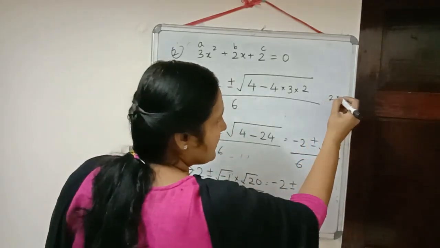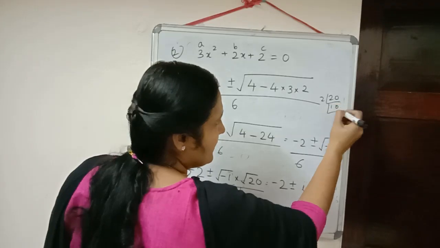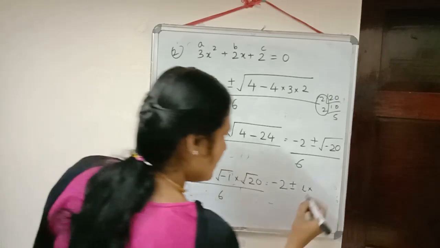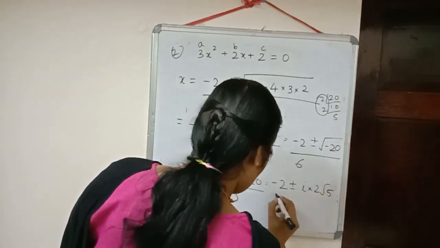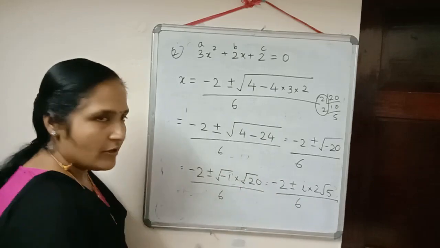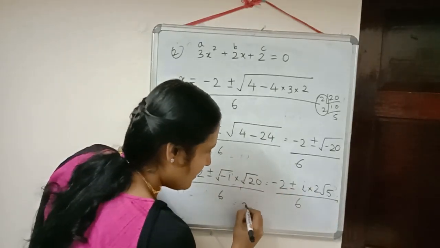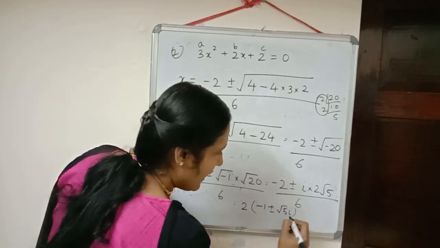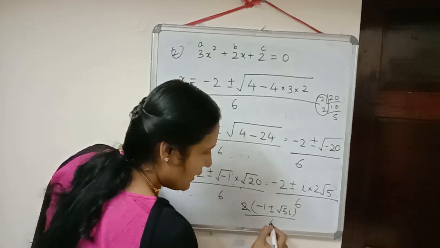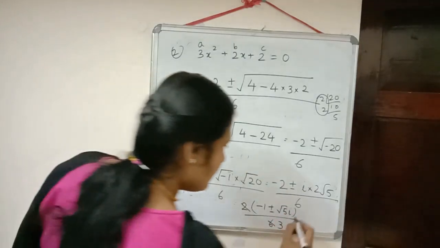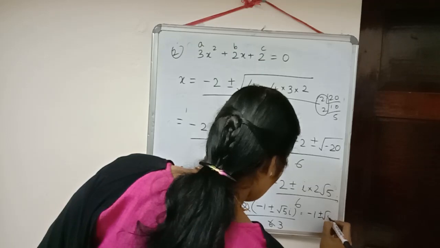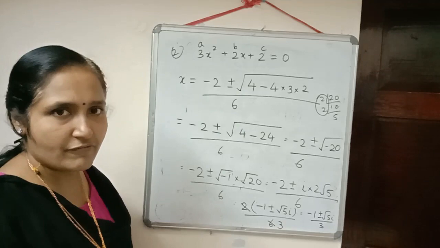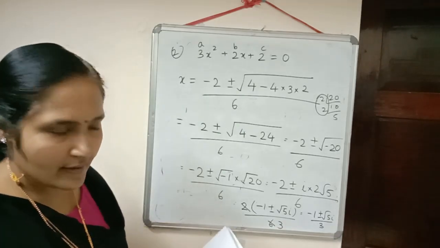And root 20, how can we rewrite it? If you want you can do the factorization: 2, 10, then again 2, 5. So this 2 we can write outside the square root. It will come 2 root 5 by 6. Now if you want you can take 2 common, then it will be 2 into minus 1 plus or minus root 5 i, by 6. Now 2 and 6 we can cancel. So our answer is minus 1 plus or minus root 5 i, by 3. So we are getting the complex solution of the equation. Is it clear?